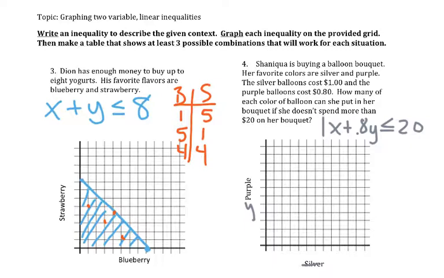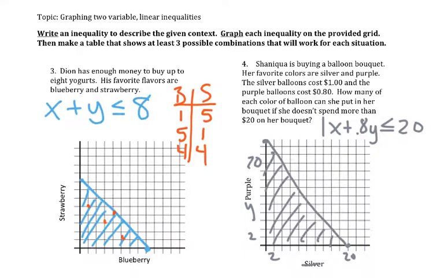Okay, so if she only bought purple balloons, we'd go 20 divided by 0.8, and she'd be able to do 25. Let's call that 20. Let's count by 2s. So it'd be like right there. If we bought just silver balloons, she could buy 20 of them. So again, let's count by 2s. So 20 would be right there. She can buy any combination of that or less than.